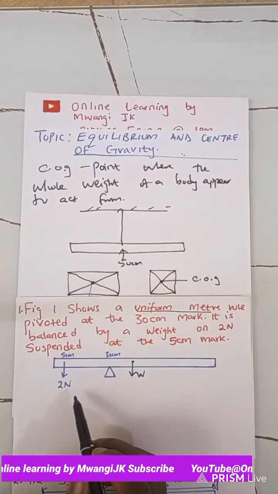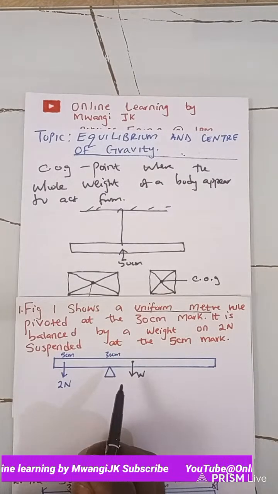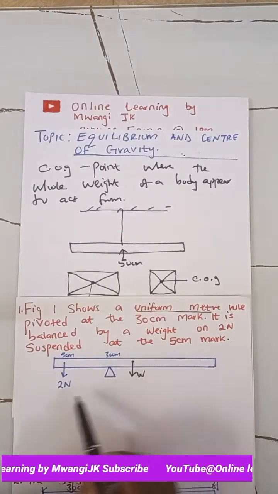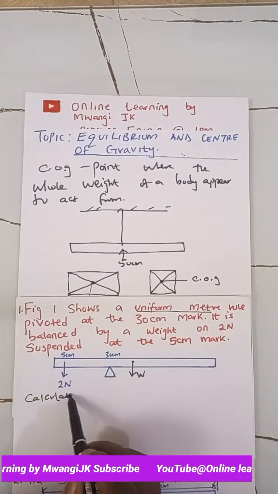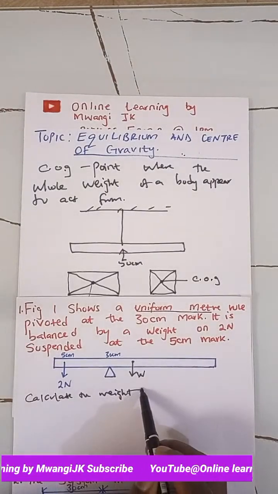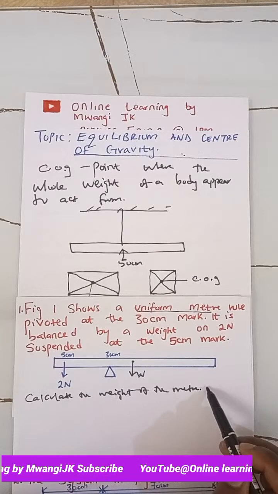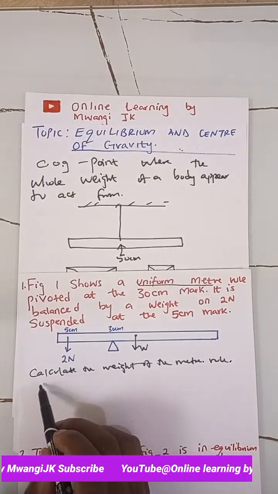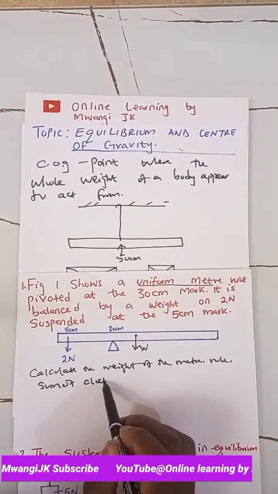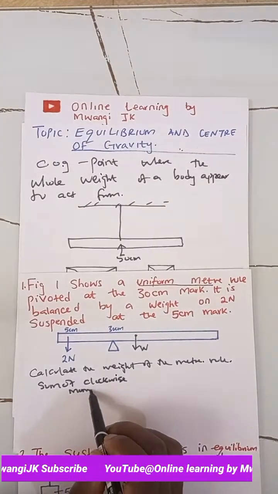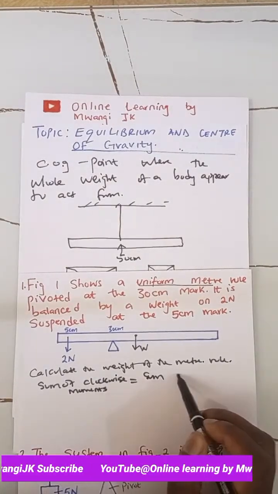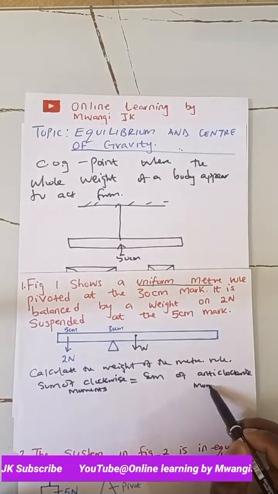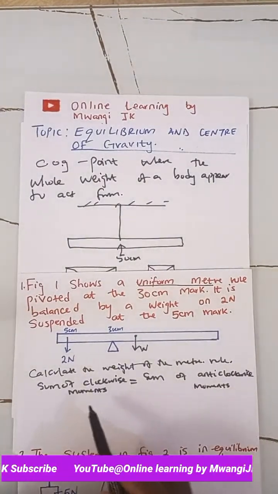And in this case, for us to solve the weight of this rule, because the question is to calculate the weight of the meter rule, we are going again to consider the sum of clockwise moments, and we say the sum of clockwise moments is equal to the sum of anti-clockwise moments, and that is the point we talk of.